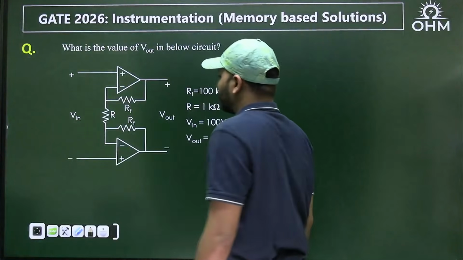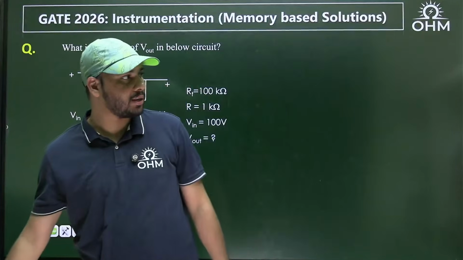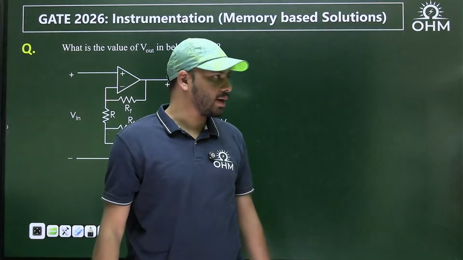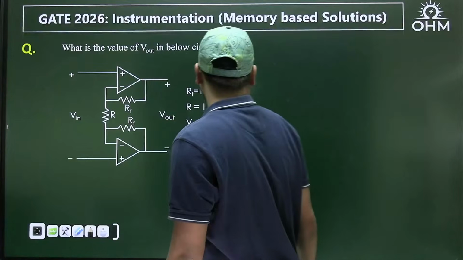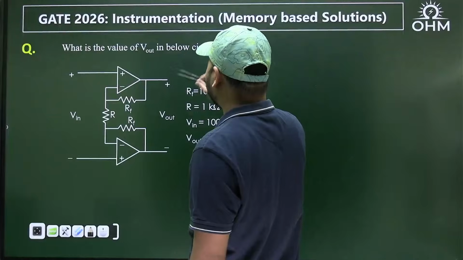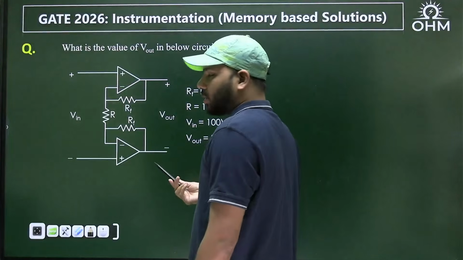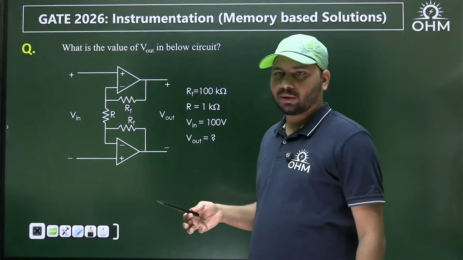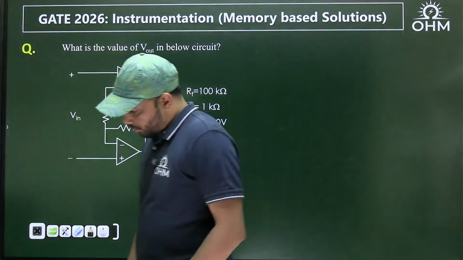I think there is a question on, I'm just continuing analog. So this is a question on analog circuits. What is the value of V out? And this is a standard circuit, which everybody knows.